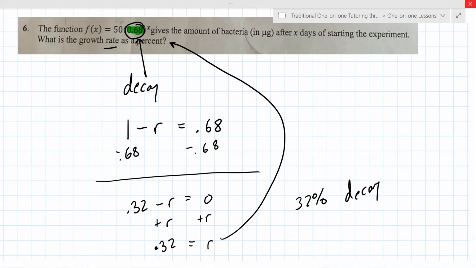All right, let's do number 11 next, because it's another one of these growth and decay things. So maybe it'll make more sense doing a couple more of these examples.